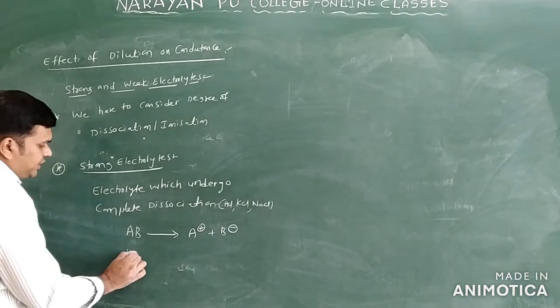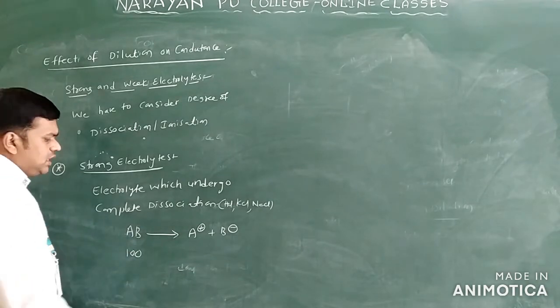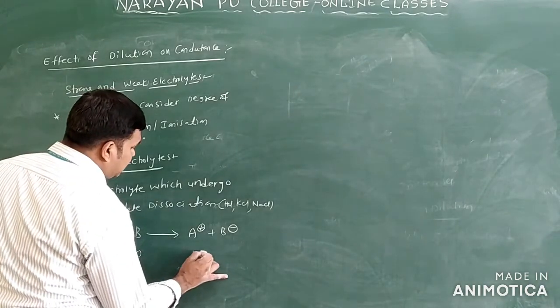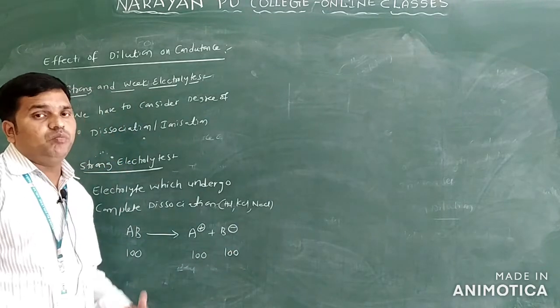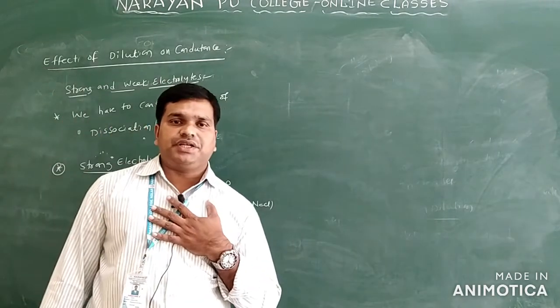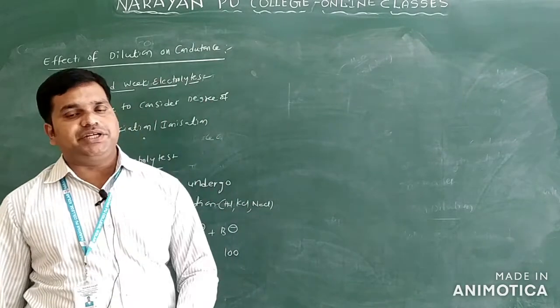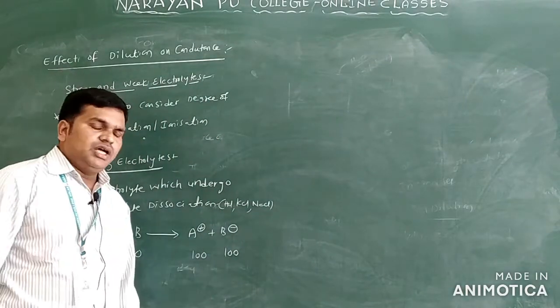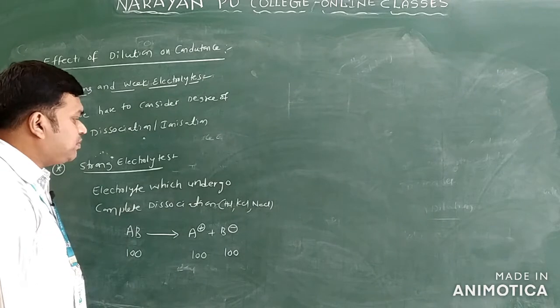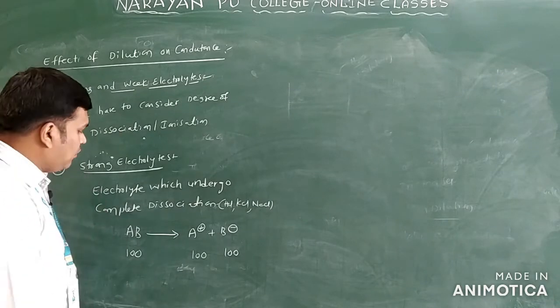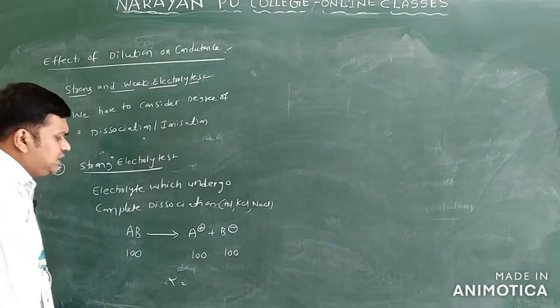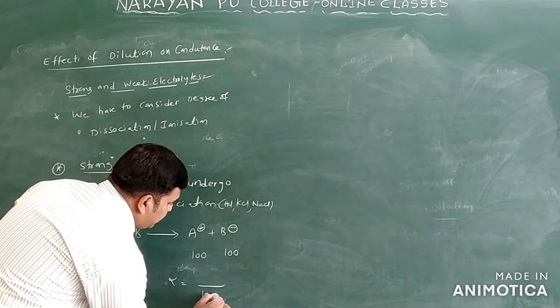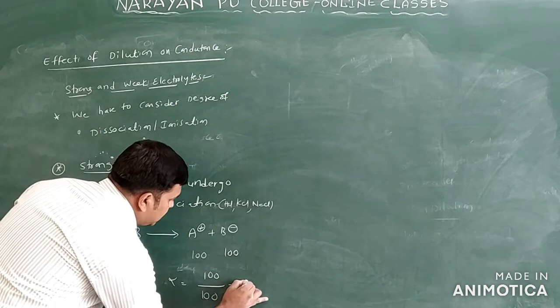Suppose you are taking 100 AB molecules, that can be dissociated into 100 A plus ions and 100 B minus ions. I am taking 100, and that 100 can be dissociated completely. So how many are formed here? A plus ions are 100, and the B minus ions are 100. Now we are writing alpha. Generally, I am taking 100. How much is dissociated? 100. Then what are you getting?